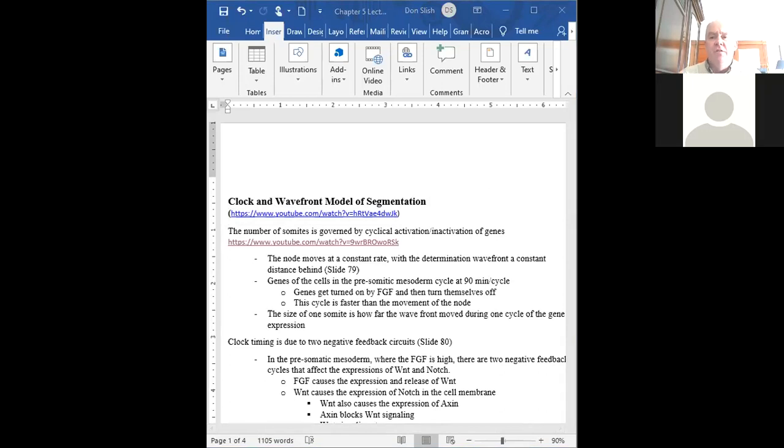So how do you get the difference between the cervical versus lower cervical versus thoracic versus lower thoracic? How do you get a difference as you go down the body plan from top to bottom? It has to do with what genes are being expressed in what combinations. And we're talking about Hox genes here.